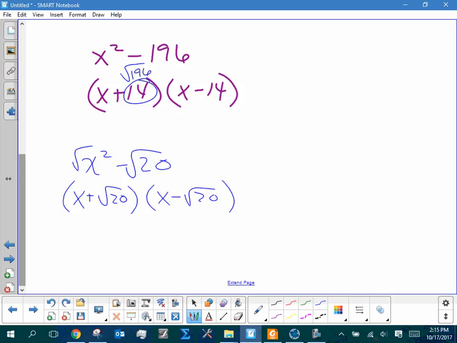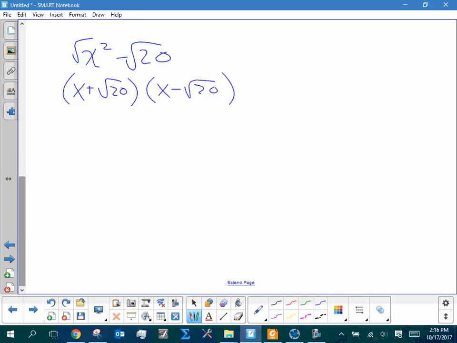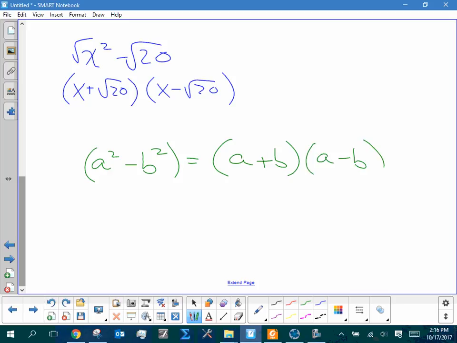But it's the same idea. Same approach to this problem. Last year, generically, you talked about it this way. If I have a squared minus b squared, that's a difference of perfect squares. It became a plus b times a minus b. And that's the generic format for factoring any difference of perfect squares. Can I do something with pluses?